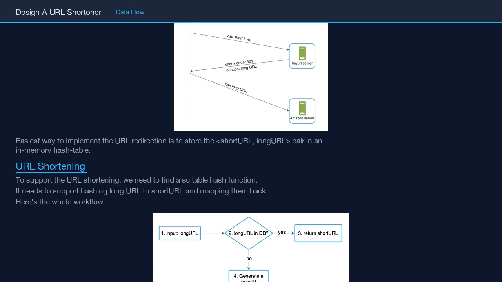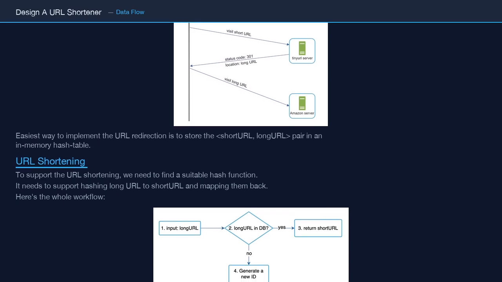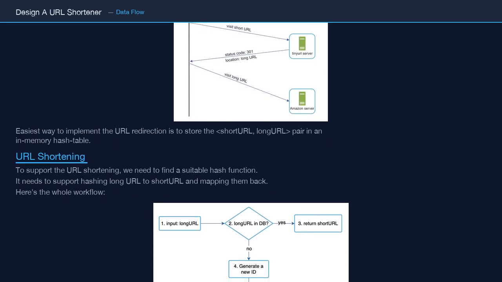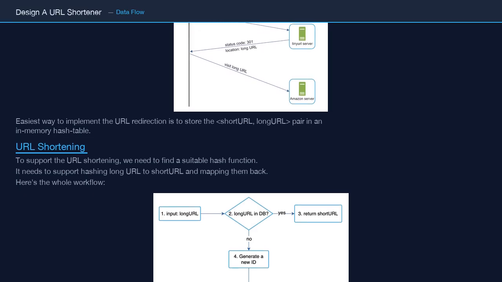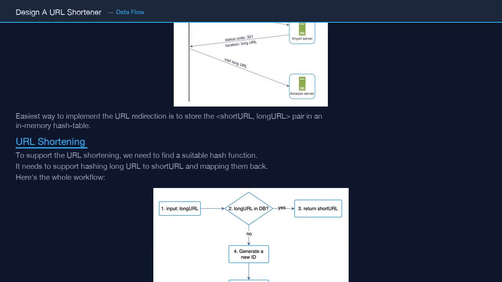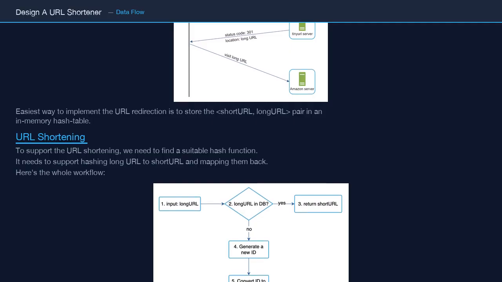Now let's look at URL shortening. To support shortening, we need a hash function that can take a long URL and produce a compact short URL, and critically, we also need to be able to map back from that short URL to the original.